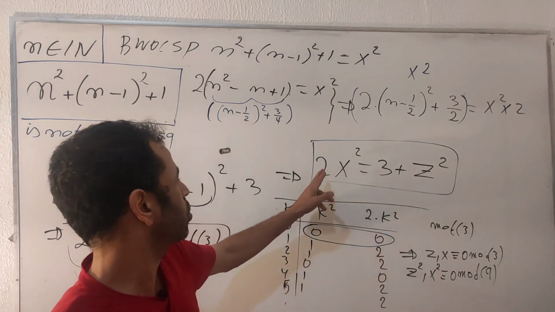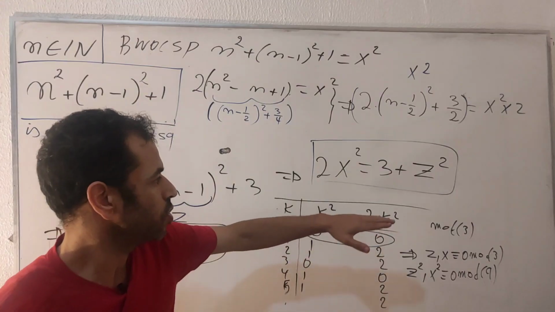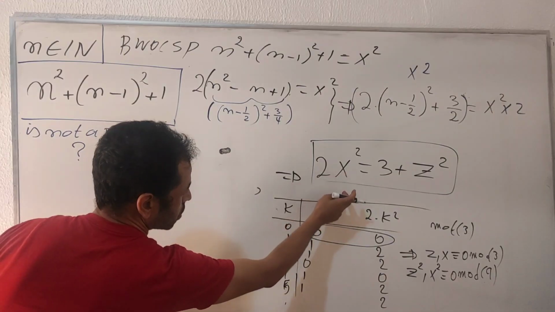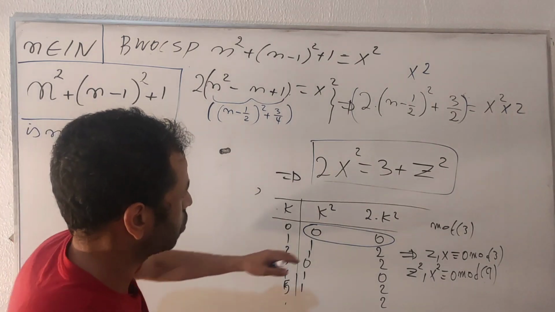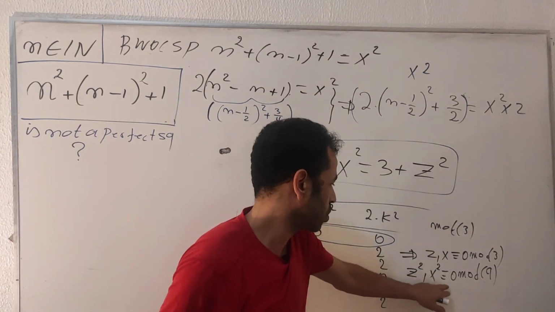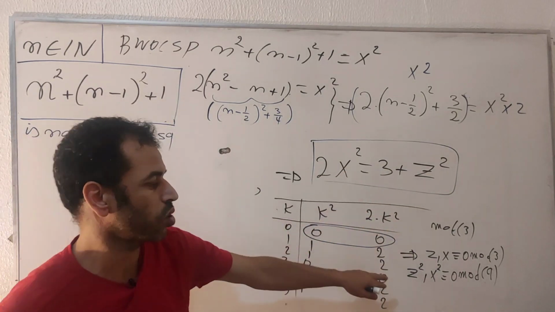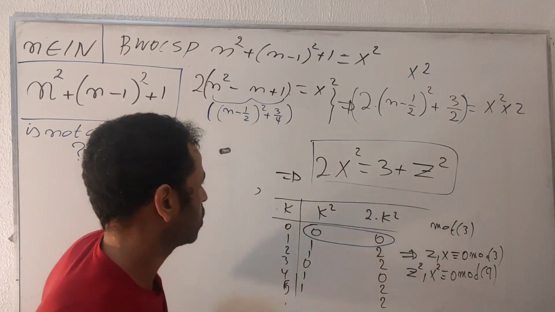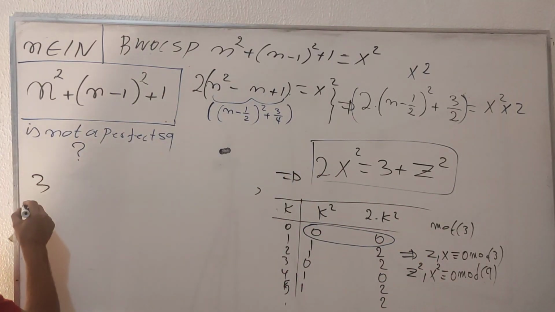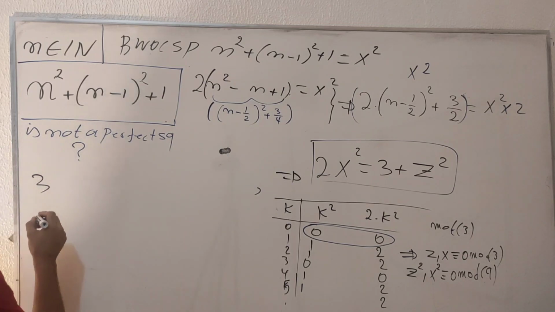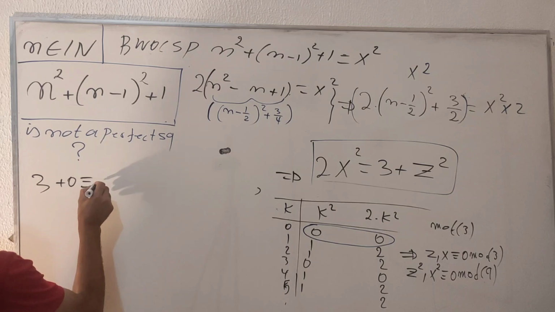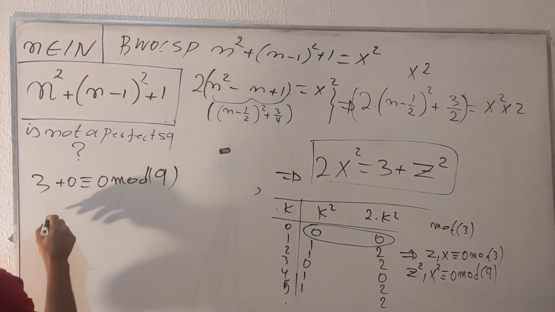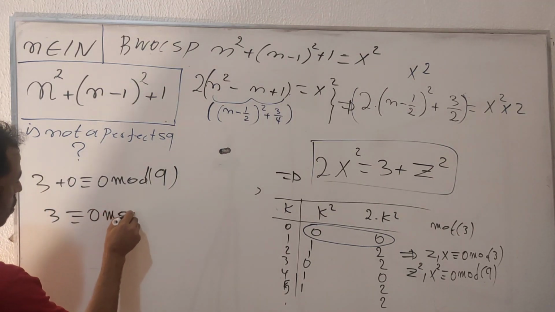Now let's go back to the original expression to apply the same rule. Let's reduce this mod 9. We know z squared is congruent to 0 mod 9, and also x squared is congruent to 0 mod 9. By multiplying this by 2, I still have 0 here. So I get 0, and I get 3 here. 3 will stay the same. I get 3 plus 0 is congruent to 0 mod 9. So we get here 3 is congruent to 0 mod 9.